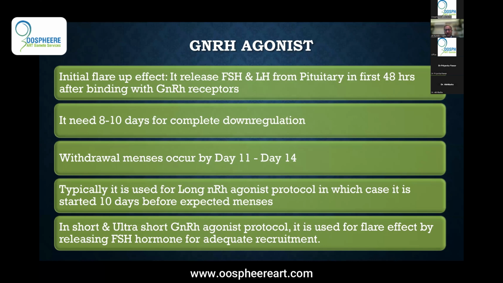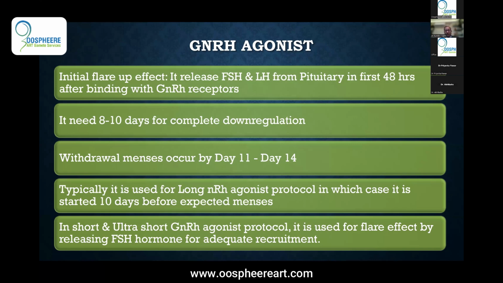So if a patient comes to you with a 30-day cycle, you will start the GnRH agonist from day 21. But if the patient says her cycle is 28 days, remember you have to start on the 18th or 19th day of the cycle. If the patient's cycles are even shorter, say 26 days, you will start the GnRH agonist from the 16th day of her menses. So please remember, 10 days are required for complete down regulation. Typically this is used for the long GnRH agonist protocol, in which case it is started 10 days before expected menses.